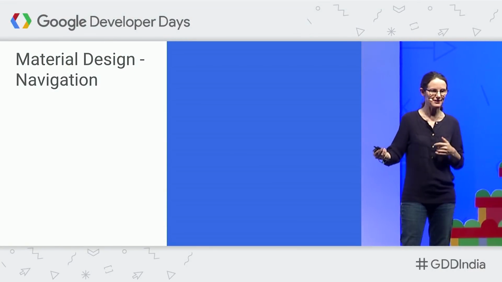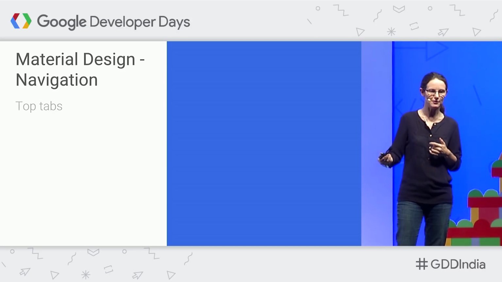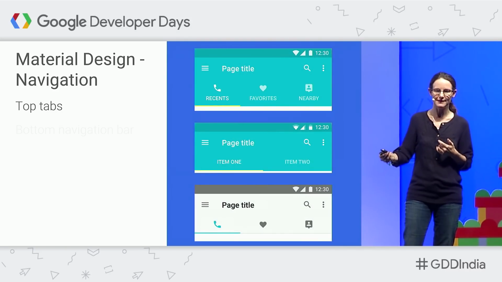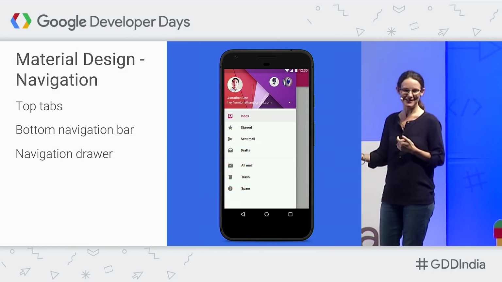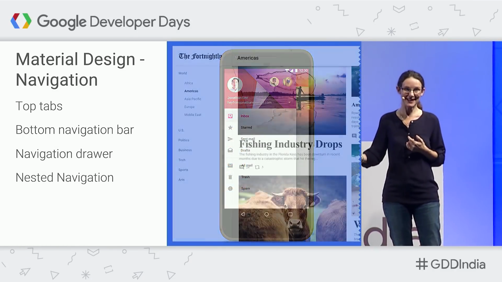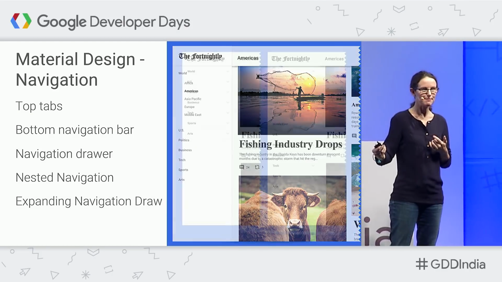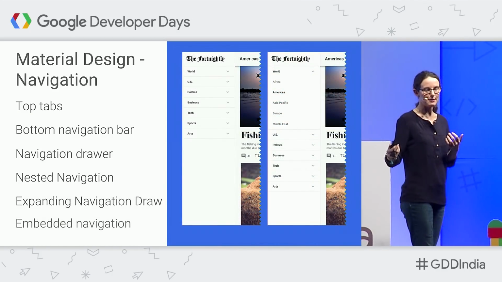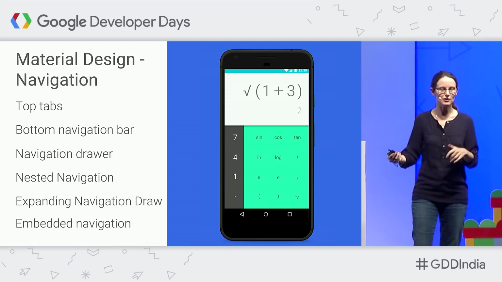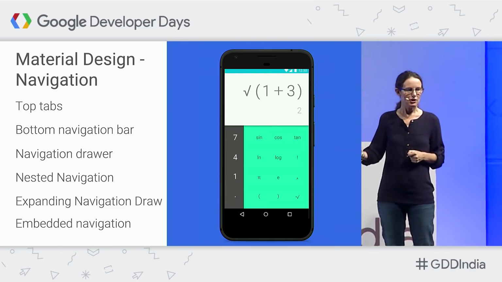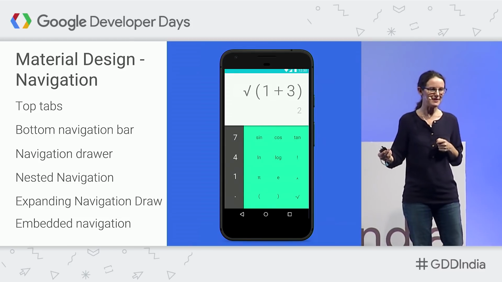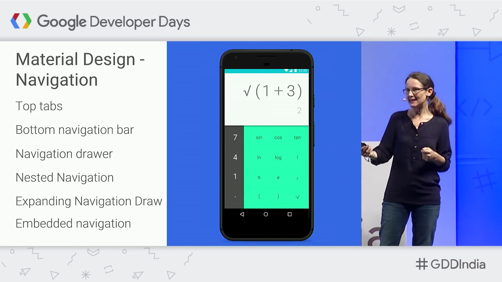These are the material design navigation elements we've reviewed. We looked at top tabs, bottom navigation bar, navigation drawer, the nested navigation, the expanded navigation drawer, and we looked at embedded navigation. We also looked at the floating action button and expanded navigation. So you can find out more about these within the material design guidelines online.